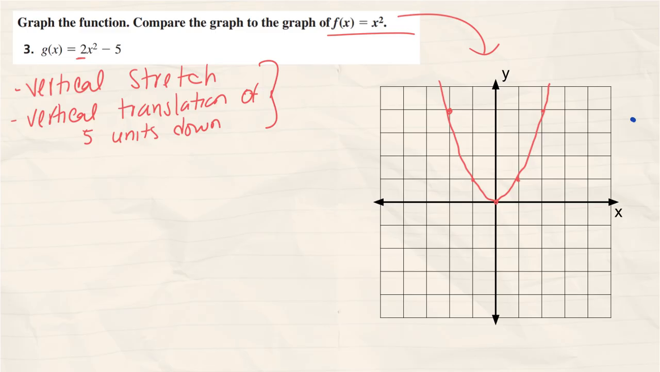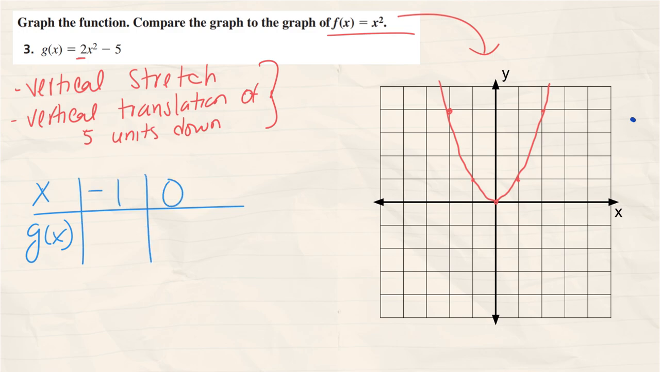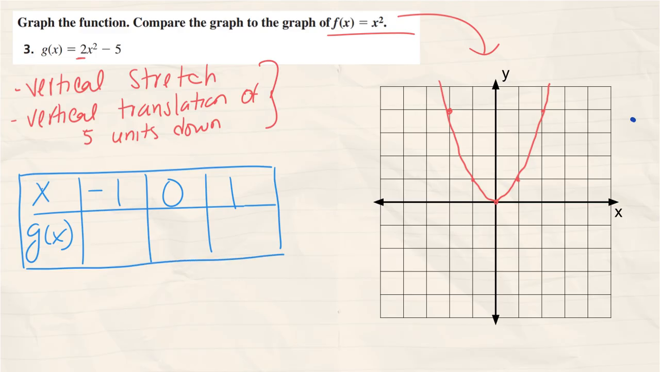Now I'm going to create a table, okay? I'm going to have x, g of x, and I'm going to use the same ones that I've been using: -1, 0, and 1. You are able to use more points. The more points you get, the more precise you're able to graph any function, in this case your vertical functions.